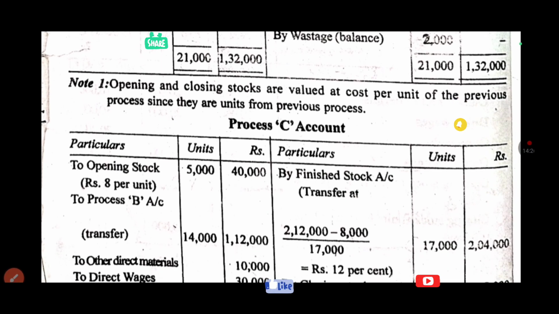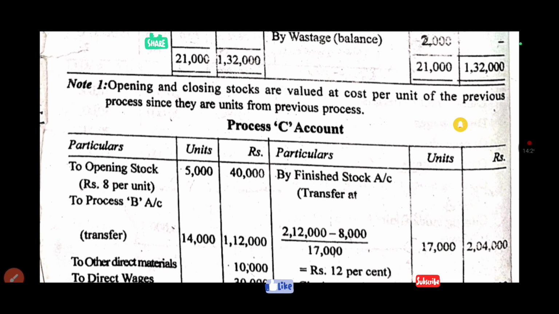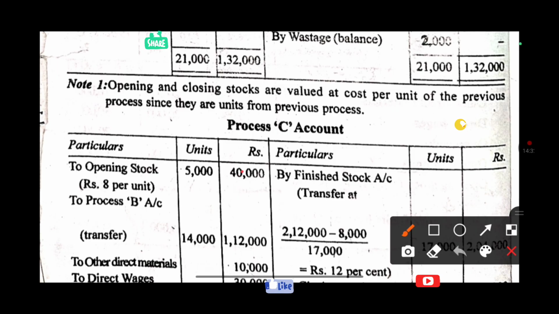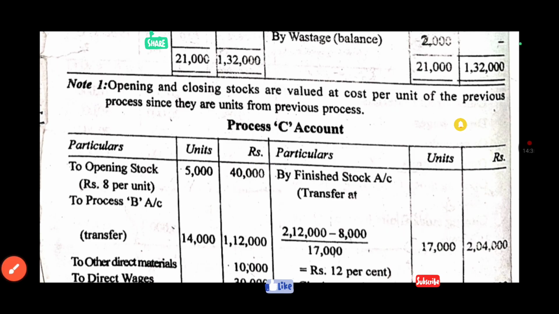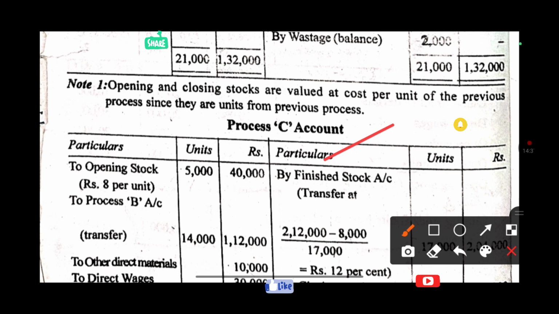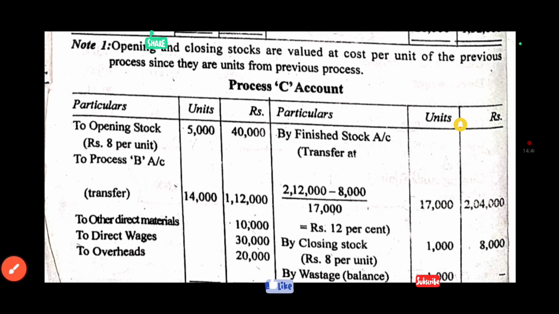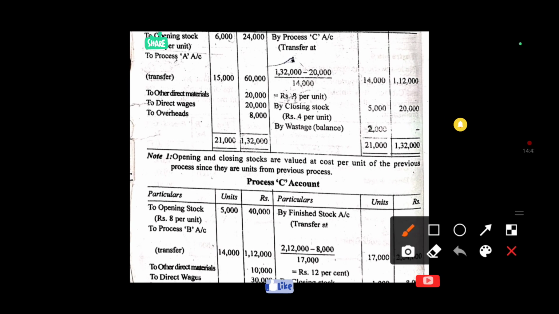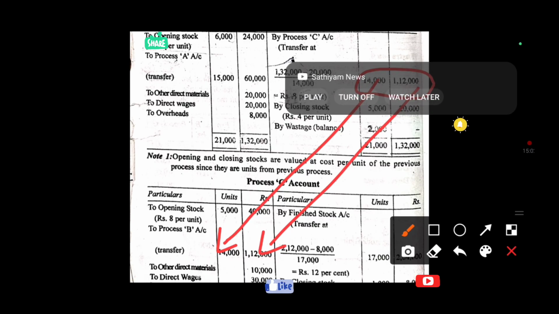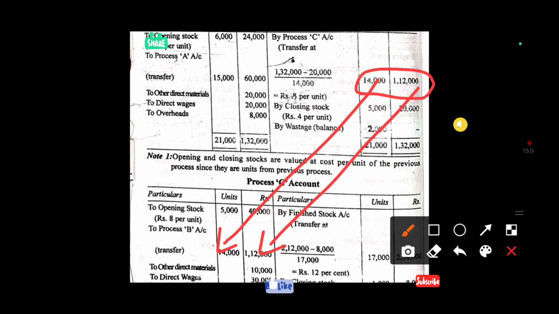After you enter the opening stock, find out the value of opening stock. Then, as usual, as per the format, the previous process output is to be entered as the input for the current process account. Okay, what is the previous process output? The previous process output is 14,000 units and 1,12,000 rupees. It is to be entered in the unit column, 14,000 units, and 1,12,000 rupees is entered on process C's debtor side. It is considered as input. Previous process output is considered as the input for the current process.